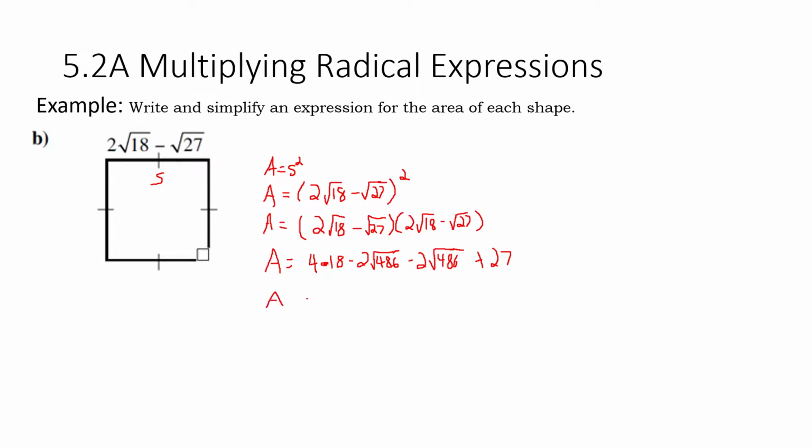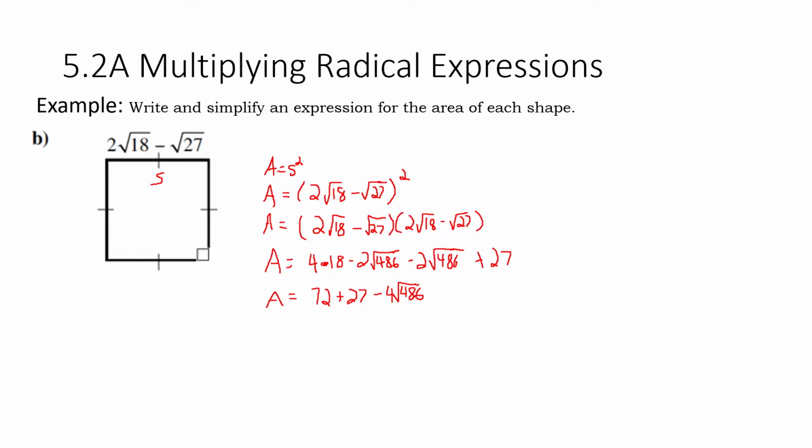Let's do some combining here if we can. So 4 times 18 is 72. And 27, let's put them together so that we can combine them after. Now negative 2 root 486 and negative 2 root 486 is going to be minus 4, so we're subtracting these two so we can combine them. If you have the same radical, you simply add or subtract the coefficients, and that's still root 486.